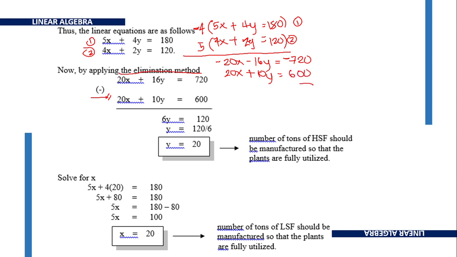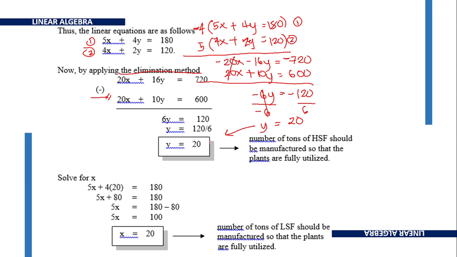So, let's simplify. It cancels since negative 20x plus 20x is 0. Then, negative 16y plus 10y is negative 6y. And negative 720 plus 600 is negative 120. Then, divide both sides by 6. Then, we have y is equal to 20. As you can see, the same answer came out. Therefore, y is equal to 20.